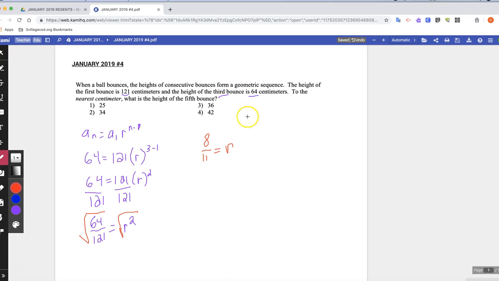But now that we know what r is, we can use that along with the first term of 121 to find out the height of the ball after the fifth bounce by plugging into our explicit formula for a geometric sequence: 121 for the first term of our sequence, our r value, which is 8 over 11, raised to the 5 minus 1. And if we punch that into our calculator and calculate what that is equal to, rounded to the nearest integer, or the nearest centimeter, we get 34, which is choice 2.